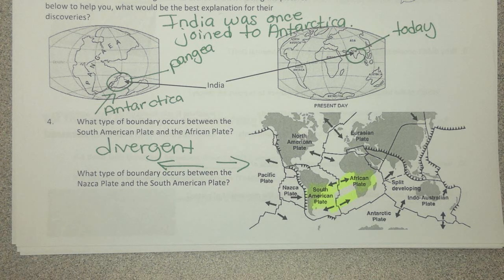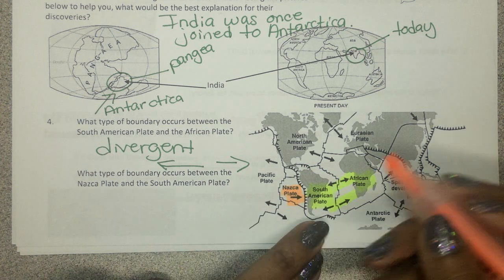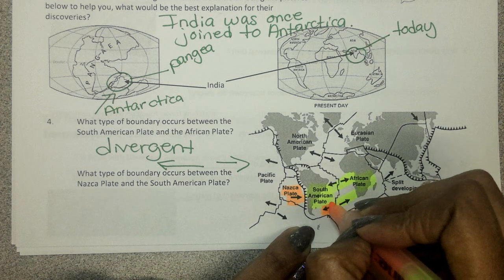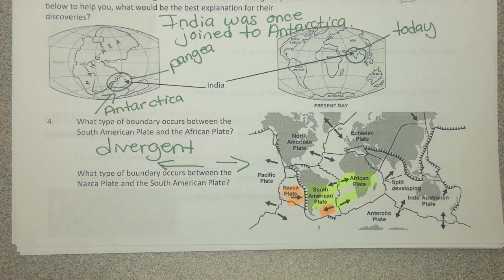What type of plate boundary occurs between the Nazca plate and the South American plate? Okay, so here is the Nazca plate. Here is the South American plate. Okay, so what is occurring? That is a convergent boundary.